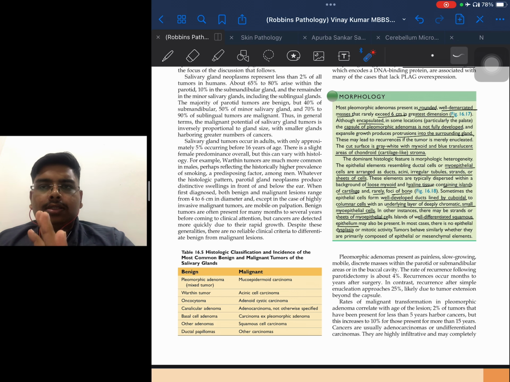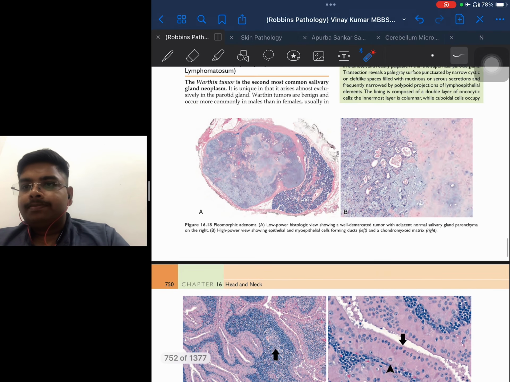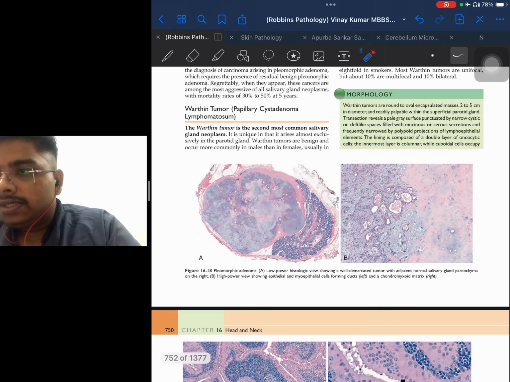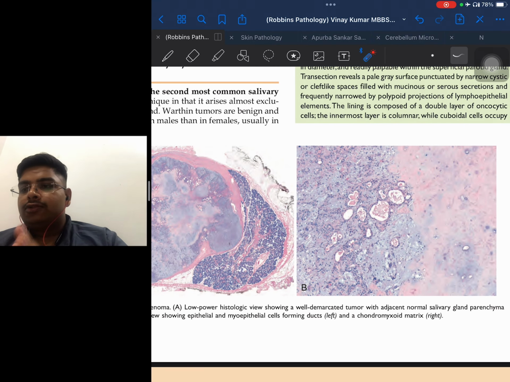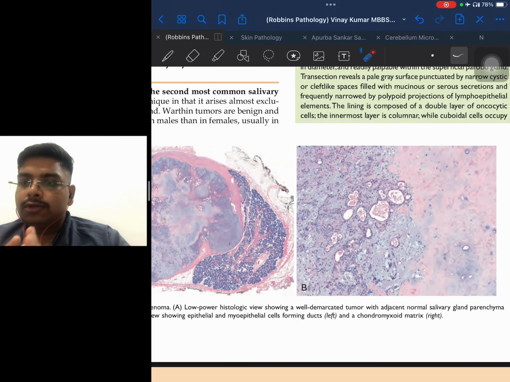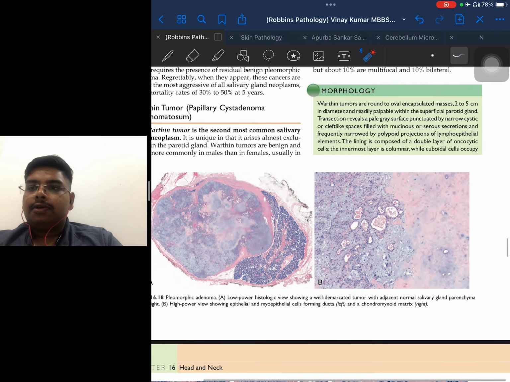Epithelial elements: you see the ducts, acini, sheets, strands, and cuboidal and myoepithelial cells. Mesenchymal elements: pseudocartilage, which is a matrix of myxoid, chondroid, and mucoid material. So that's the microscopy. As you can see here, it's a bluish myxoid type of chondromyxoid matrix. So that is important.